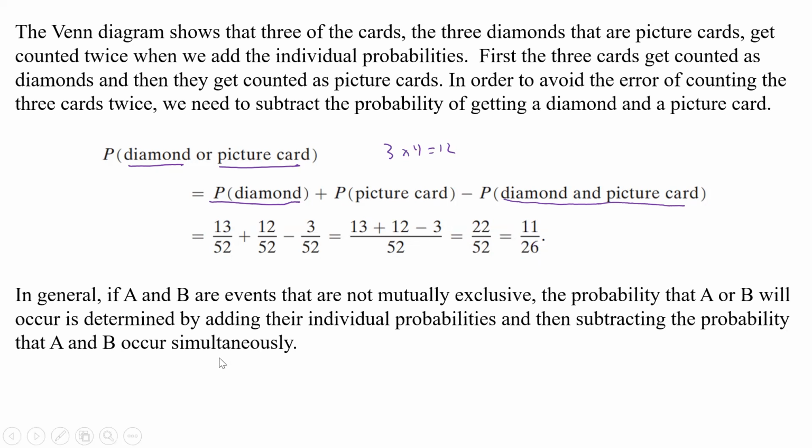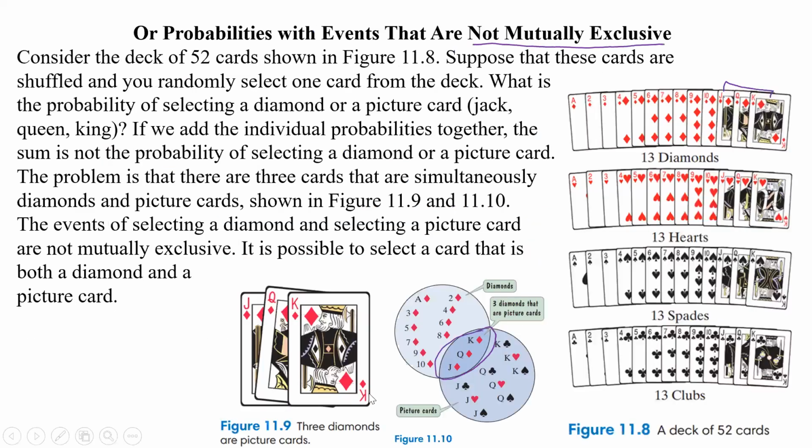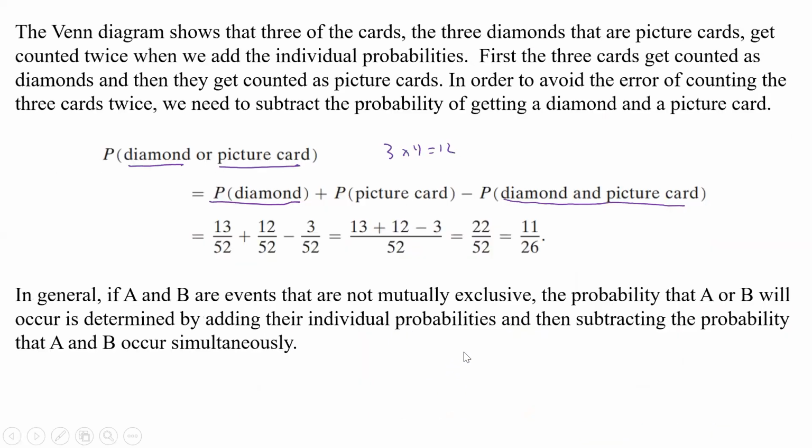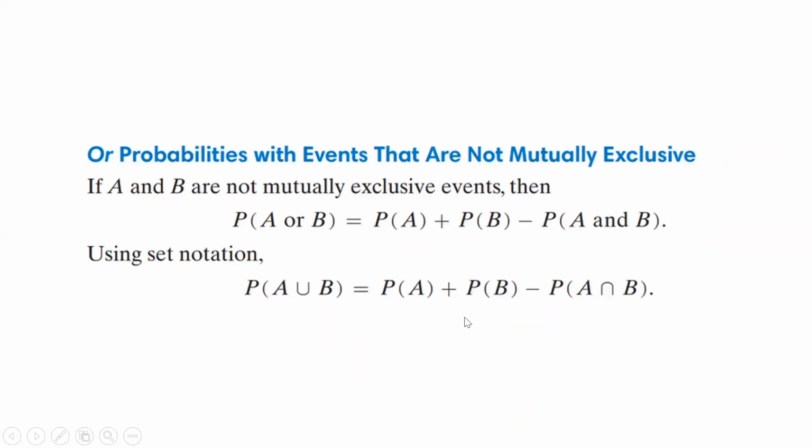So in general, if A and B are events that are not mutually exclusive, the probability that A or B will occur is determined by adding the individual probabilities, and then we subtract off the probability that they do occur simultaneously. In this case, that's the three, the king, the queen, and the jack, that are also diamonds. Okay, so that's what we're going to look at now: or probabilities with events that are not mutually exclusive.